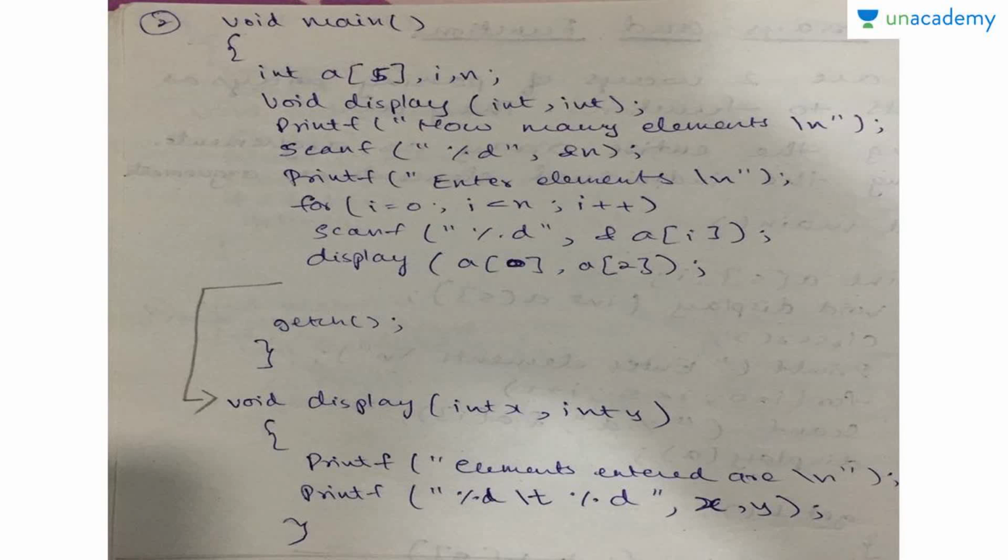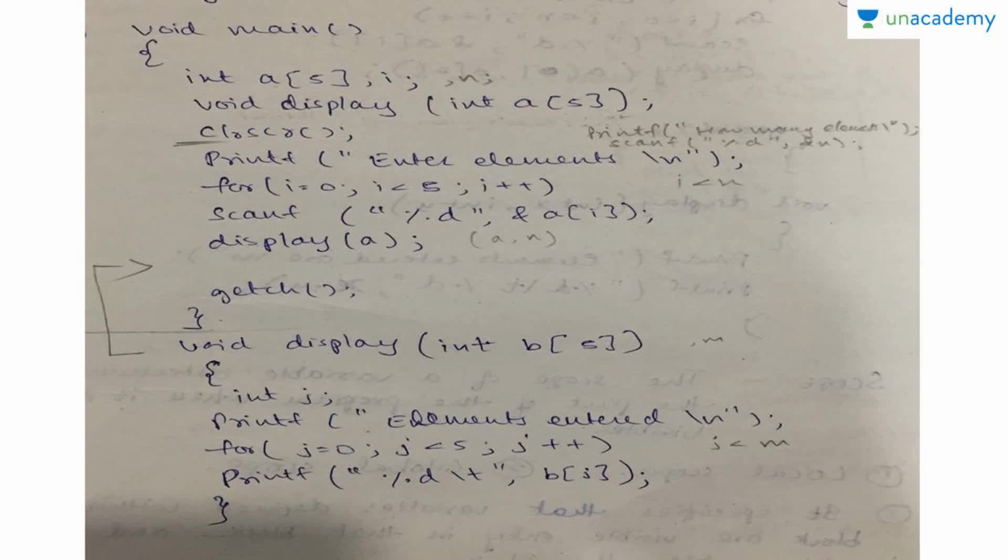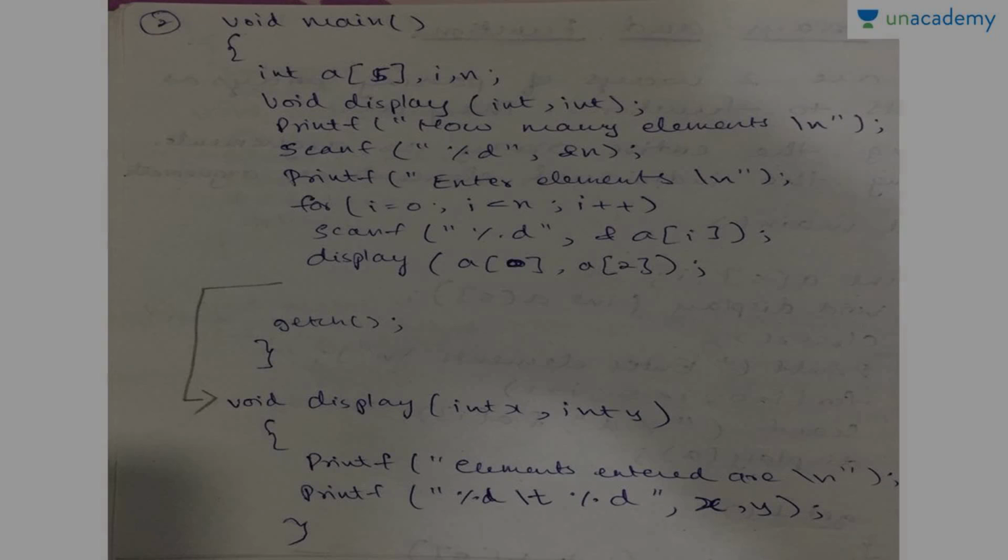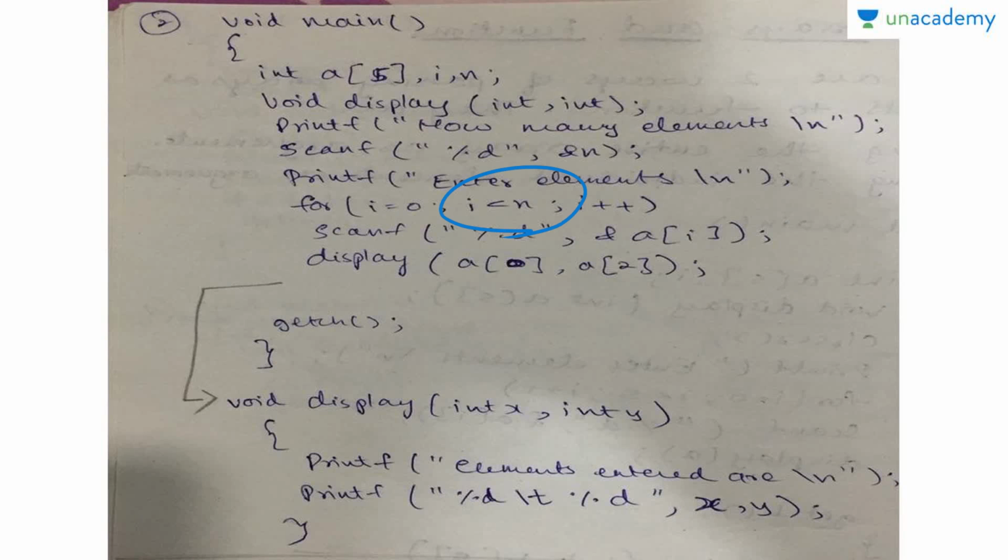In the second example, after taking and entering the elements, when calling the display function we are passing a of 0, a of 2, like that. So here we are individually taking the elements. If you can see, in the previous for loop it was 5, but here in this for loop it's n. Basically, we already took an array of 5, and the size is 5 in both of the programs.